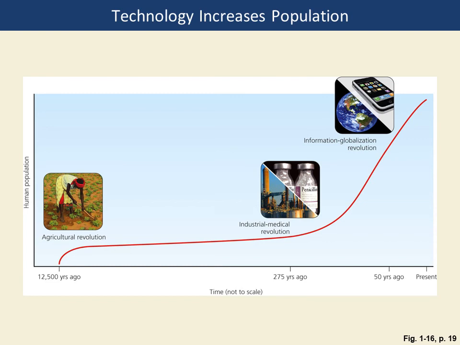As it starts, we make penicillin. We find that industrialization is a good thing, and you can see the graph just shooting up at a very vertical pace to a very high level, to just 50 years ago, when we found out the information and globalization revolution. And since then, it's still going rapidly up. All these revolutions have contributed to the increase in human population.